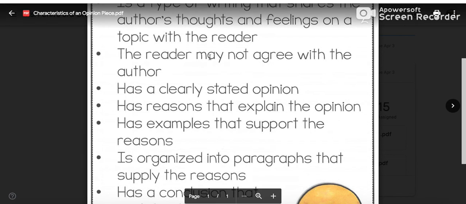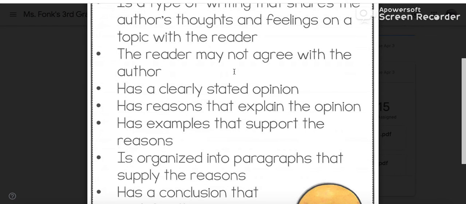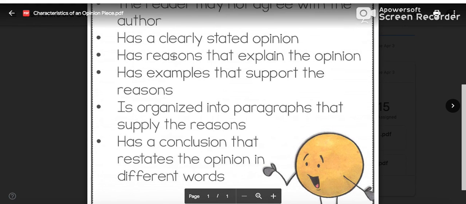Number 2, the reader may not agree with the author. So we talked about this before. Does everybody have to agree with your opinion in your writing? No, but you are going to write it from your viewpoint, and others are going to respect what you're saying while they read your piece. It has a clearly stated opinion. So that would be your opinion statement. You start your paper with your opinion statement and you support that statement throughout your paper.